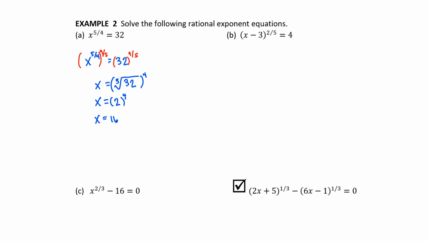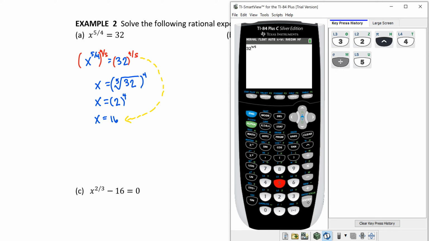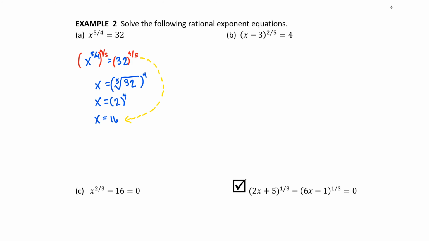Now, before you panic, we can go straight from this step to this step using our calculator. To evaluate 32 to the 4/5, we'll type in 32 and then the caret or exponent key, and we'll type in exponent 4 divided by 5. When we press enter, we obtain a value of 16. So I wanted to show you how to convert the rational exponent into a radical expression so you'd get an understanding of what 32 to the 4/5 even means. It represents a radical expression, but the value we're after here is 16.